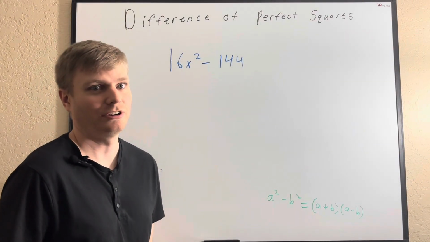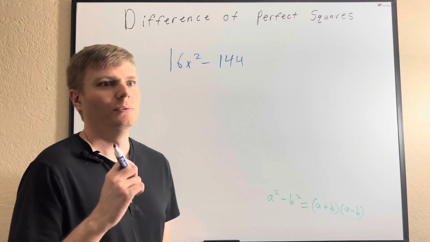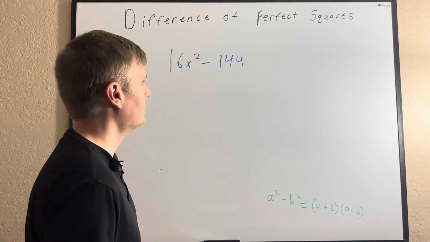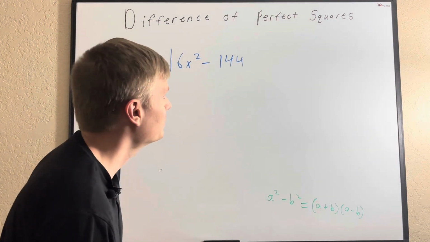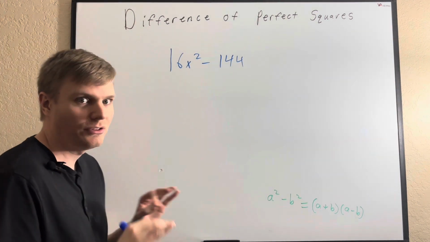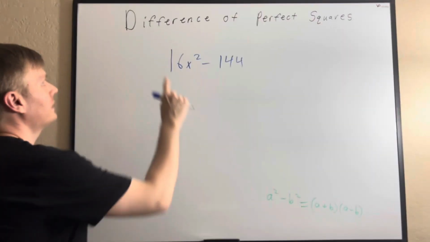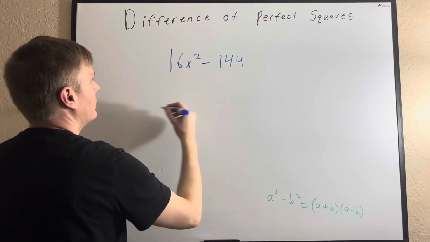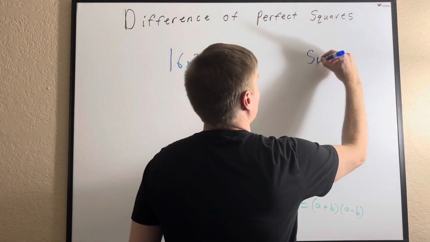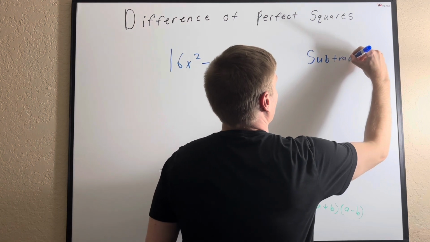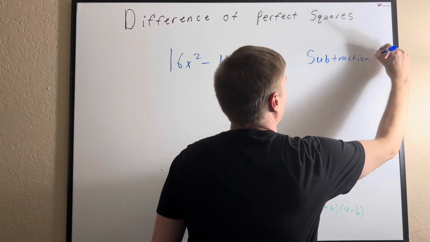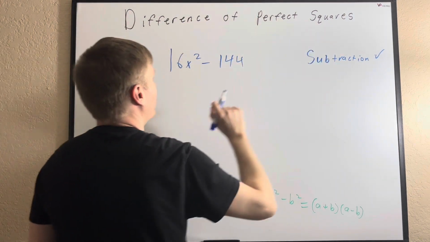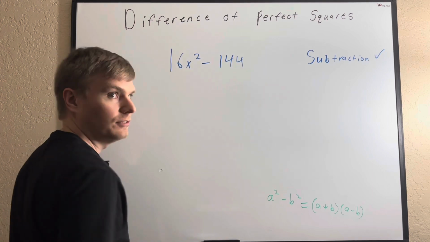All right, in this video I'm going to go over the difference of perfect squares, which is one of the easiest factoring lessons that you'll ever have. You just have to remember that you have to meet all the criteria. It has to be a difference. What is a difference? It's subtraction. So, subtraction, check. We got a subtraction problem, okay? Of perfect squares. Now, both of these have to be perfect squares.